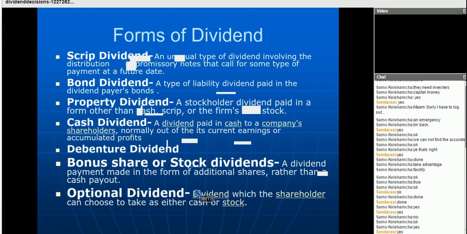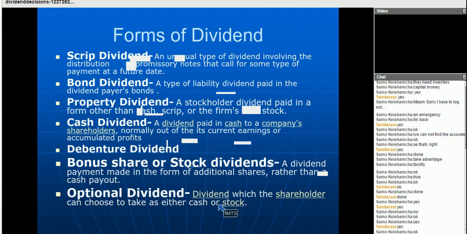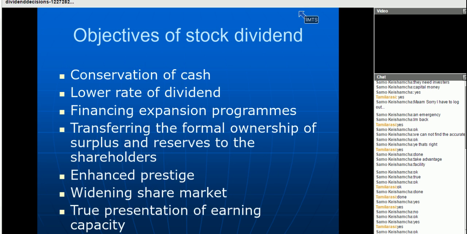Okay. Then optional dividend is the one in which the shareholder can choose to take either cash or stock. It is his choice. If he wants cash, then cash. If he wants some other form, then some other form. So these are the different types of dividend.